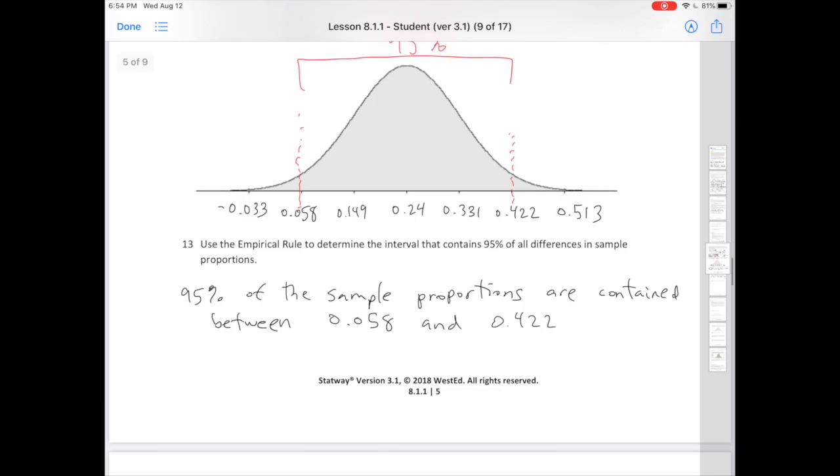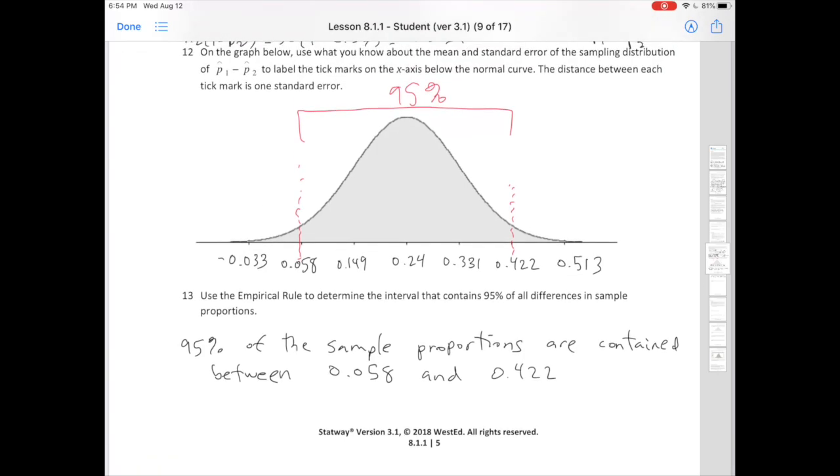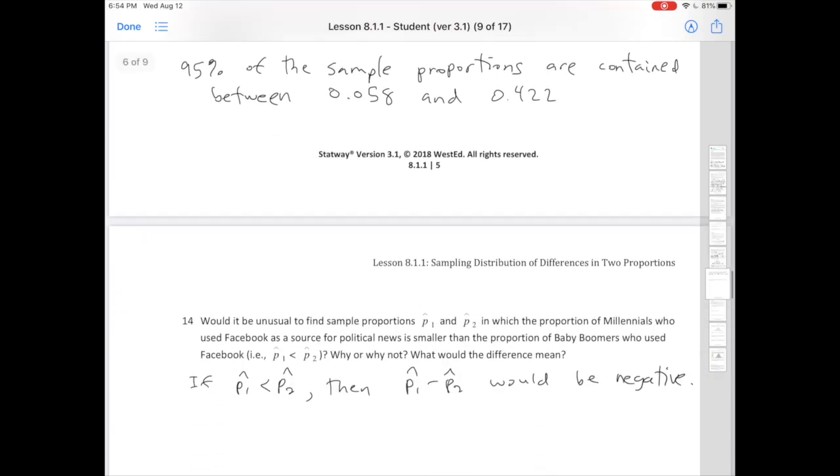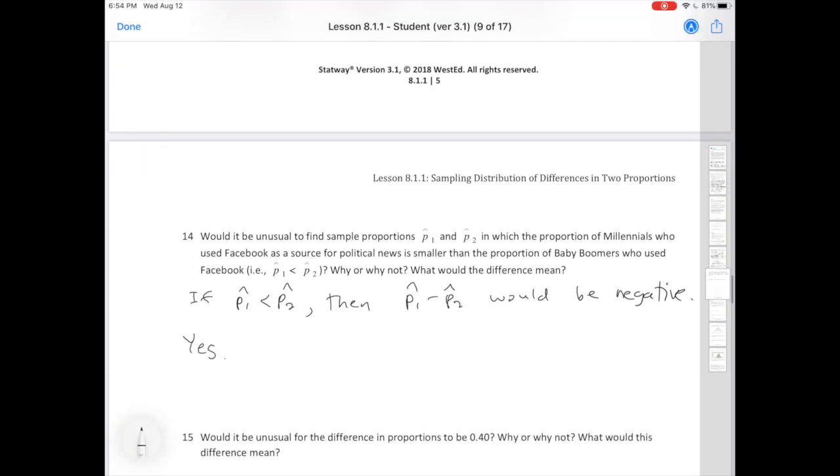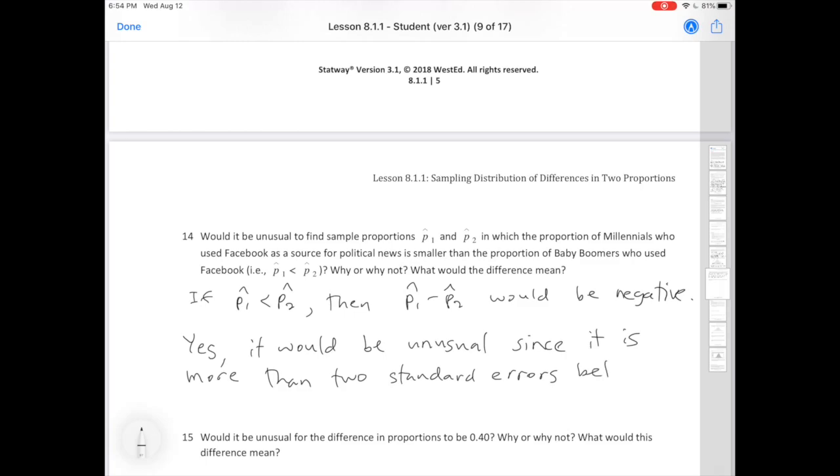Okay, so would it be unusual? Would a negative number be unusual? I would say yes, because look, 95% of all data sits between those two numbers. We don't start to get negatives until way to the left over here. And so, yes, it would be unusual. We usually expect to see things in that region that I posted there. So yes, it would be unusual since it is more than 2 standard errors below the mean.